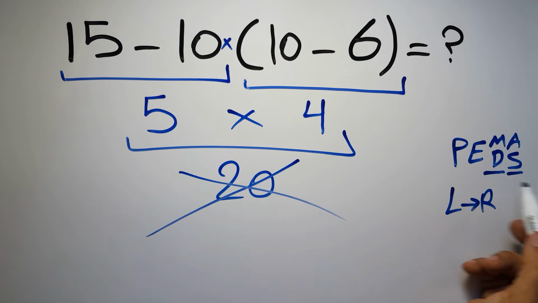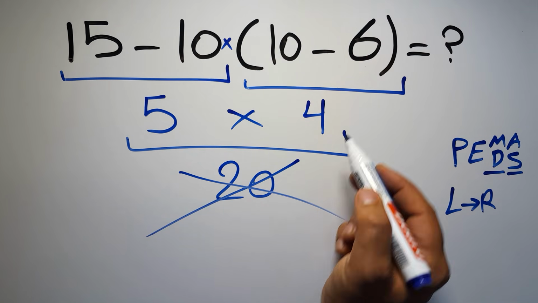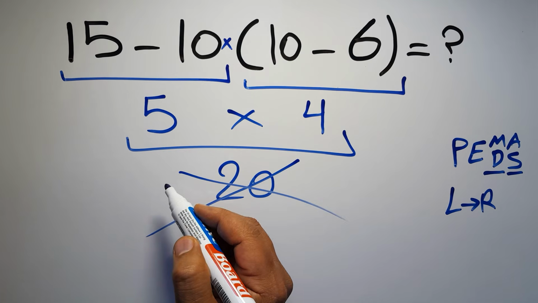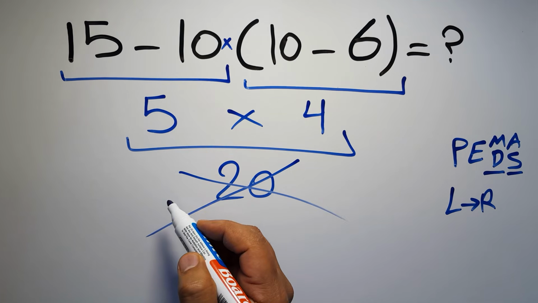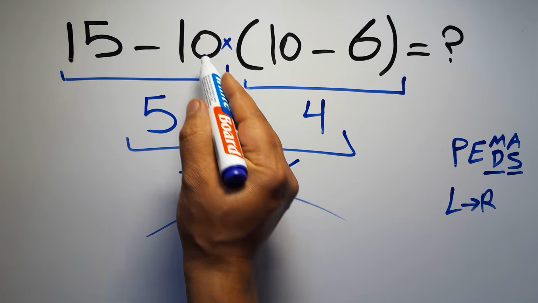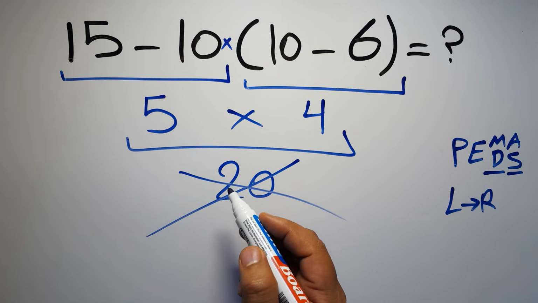Okay, so according to the PEMDAS, first we have to do this parentheses, then this multiplication, and finally this subtraction. If we do this subtraction before this multiplication or this parentheses, it is wrong.